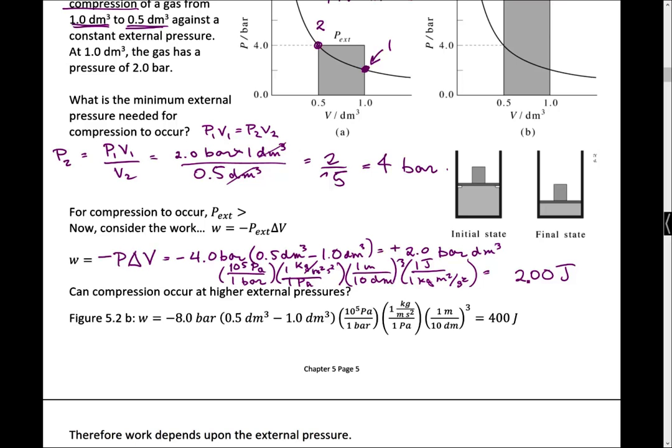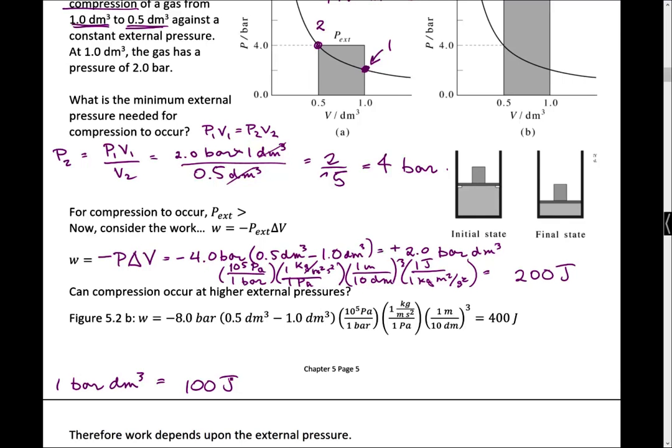Now, we don't want to have to keep doing this conversion over and over again. If you work it through, you can find that 1 bar decimeter cubed is the same as 100 joules. So that gives us a nice, easy conversion factor between bar decimeters cubed and joules. Make sense? So we've established that we have a value of 200. It's a positive value. That should make sense. We're compressing the gas. Work's being done on the gas.